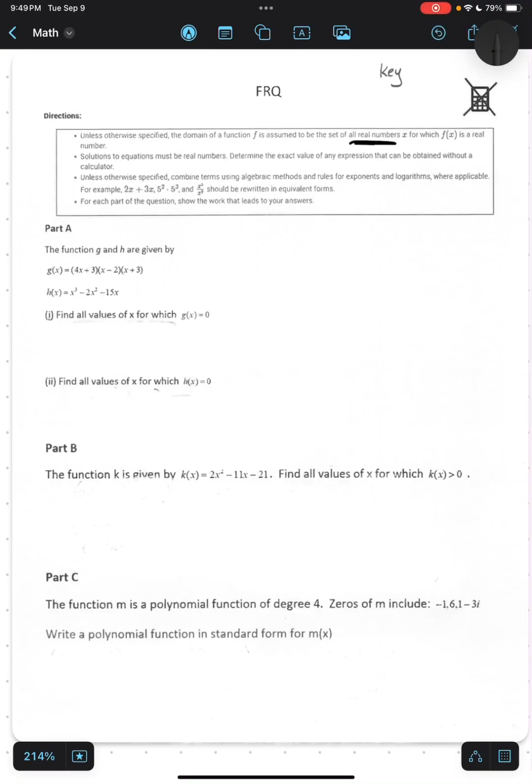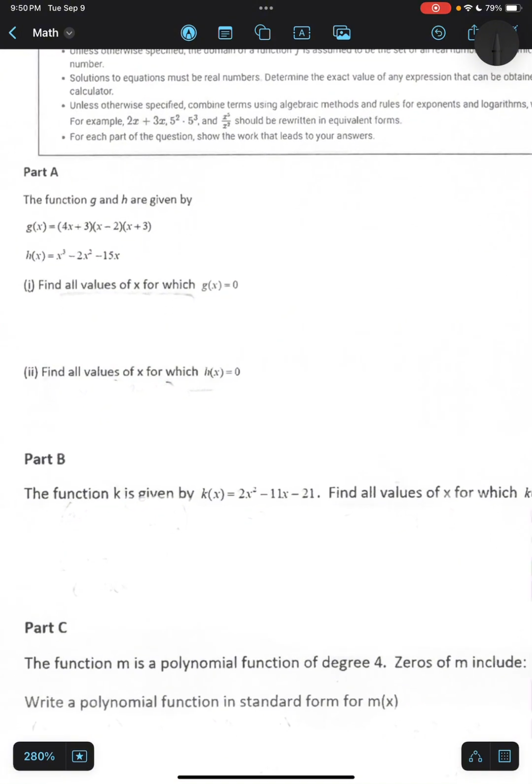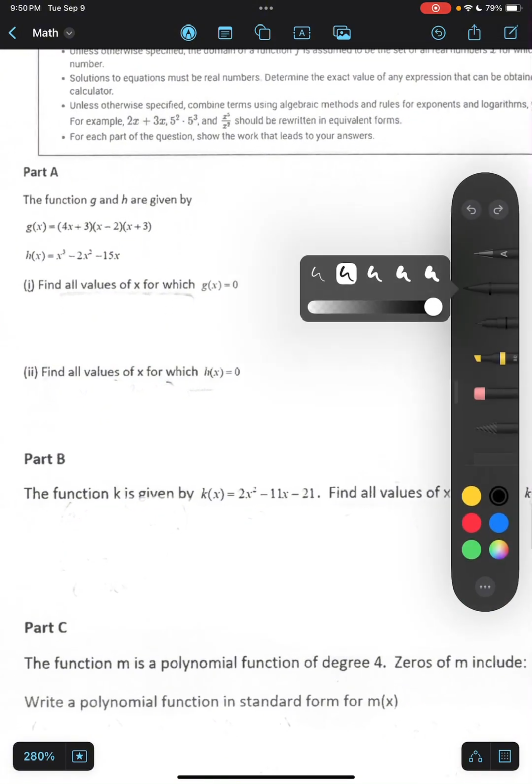As we can see at the top here, this is a no calculator FRQ, which is fine, because I'm going to show you today how to find the actual answers. Unless otherwise specified, combine terms using algebraic methods and rules for exponents and logarithms where applicable. For example, 2x should be written in equivalent forms. For each part of the question, show the work that leads to your answers. Okay? Perfect. So let me make this smaller.